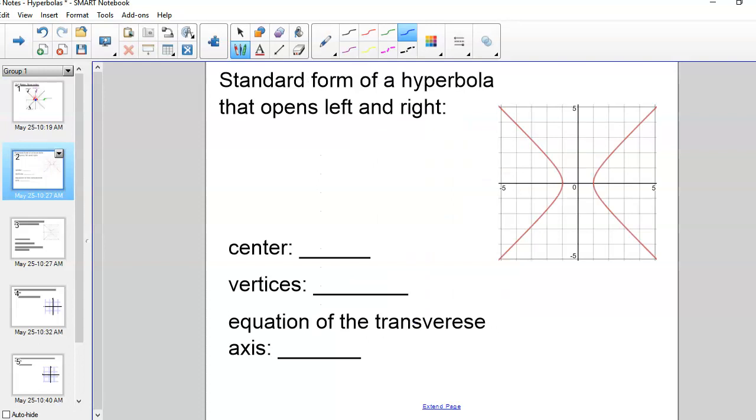So the standard form of a hyperbola that opens to the left and the right is going to look like this.